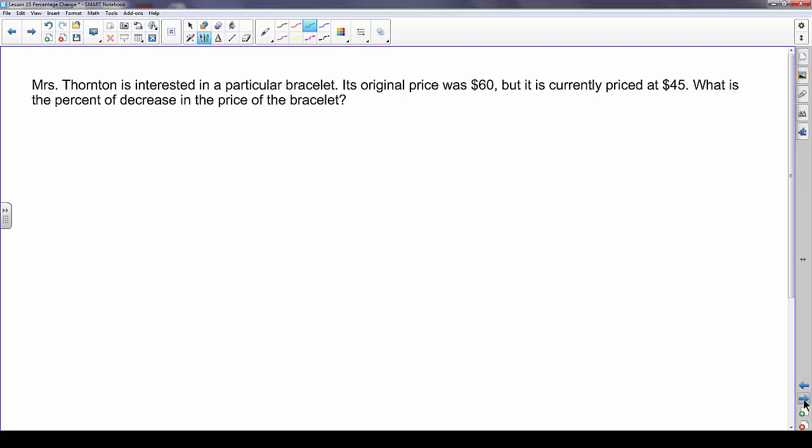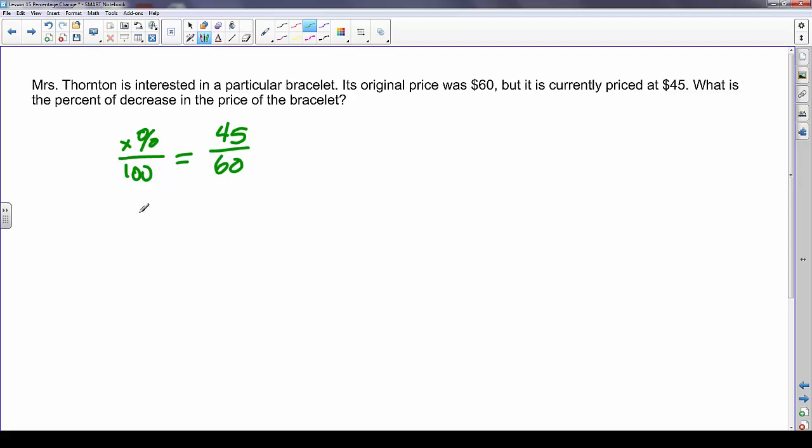So the next example, Ms. Thornton is interested in a particular bracelet. Its original price is 60 bucks. Its current price is 45, so it's on sale, and we want to know the percent decrease. This looks like a similar problem. We'll take, again, the new over old concept, so the percent over 100 is equal to the new rate, or the new value, over the old value.